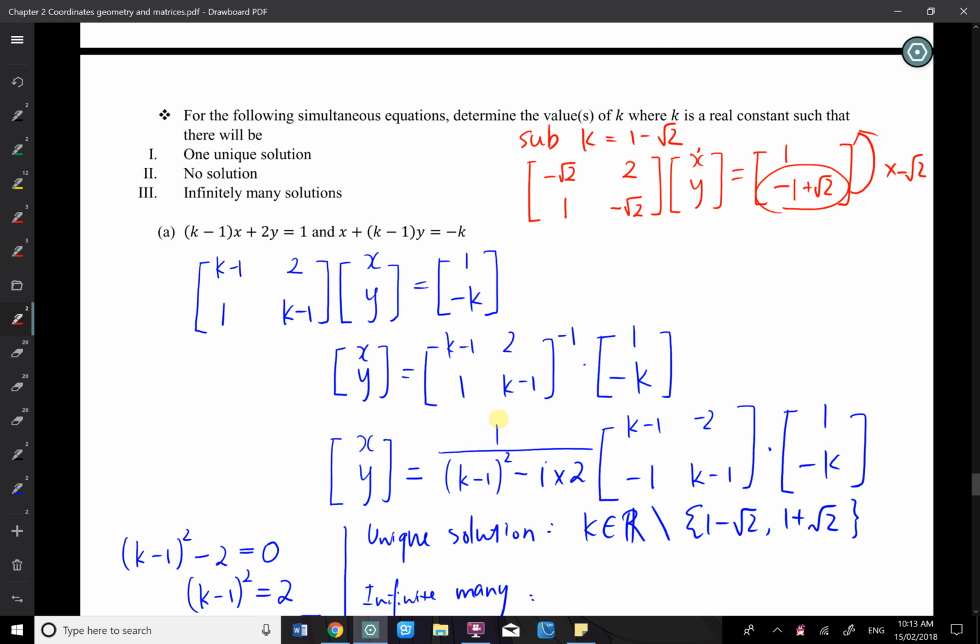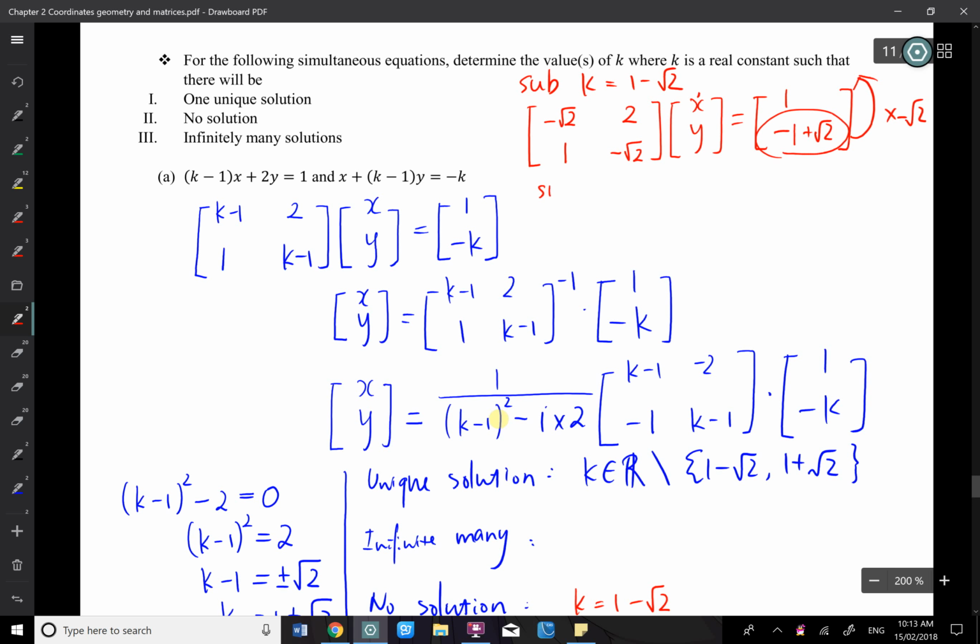But not finished. I will check the other one, because it's not saying that if this is no solution, the other one must be infinitely many. It's not that case. Okay, so I need to test again. So sub k equals 1 plus root 2. What I have is root 2, 1, 2, root 2, x, y, 1 minus, 1 minus root 2.